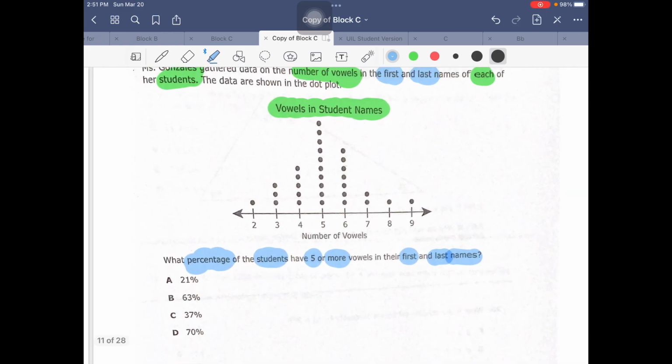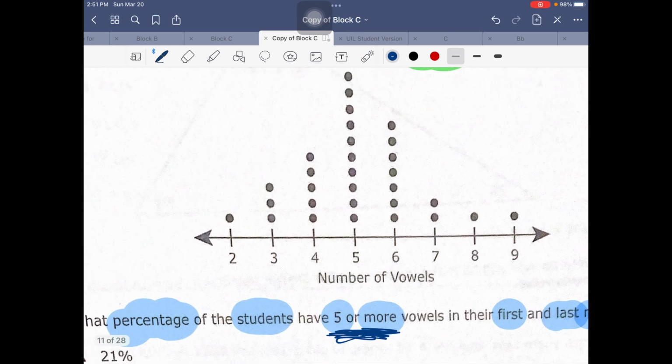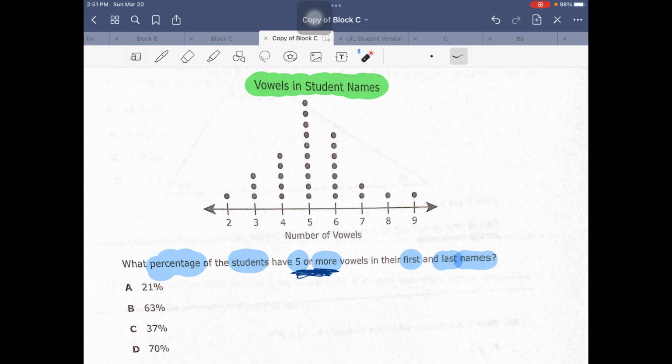Okay. So what we want to focus on is 5 or more. This is what we want. So are we going to take a look at 2? What about 3? 4? No. We're not going to focus on that. We're just going to focus on 5. Are these 5 or more? Are these 5 or more? 5 or more? More. Exactly. Now, what percentage of the students have 5 or more vowels in their first and last names?